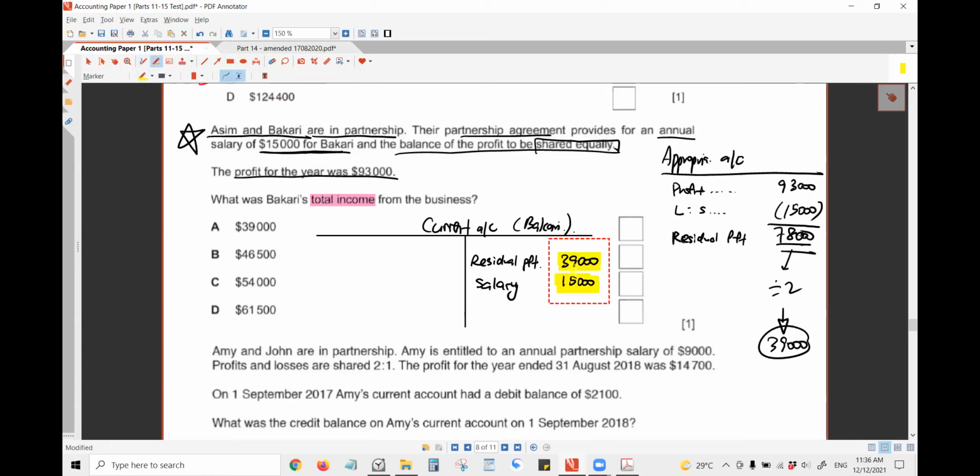39,000 plus 15,000. Which one is it? Answer is C. Who chose C? Three of you chose C. Four of you. So the answer is C. Let me check again, 39,000 plus 15,000. Okay, 10 seconds. Then we see the next question for partnership.